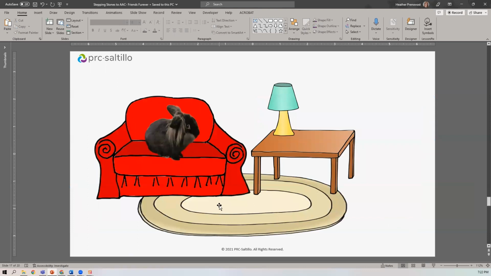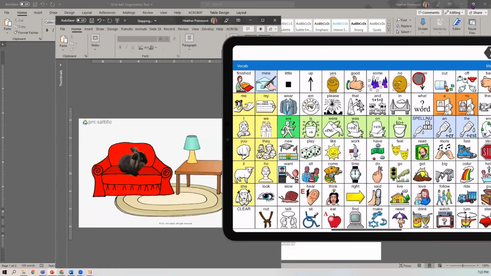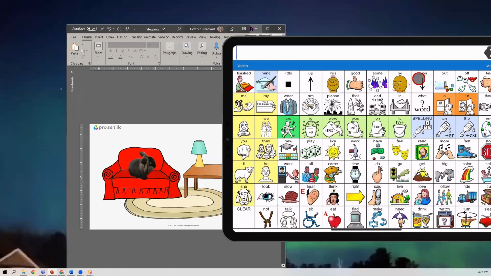So we're going to play with our little bunny friend again, and this time I'm going to bring over, we're going to split the screen now. Let's see if I can do it.